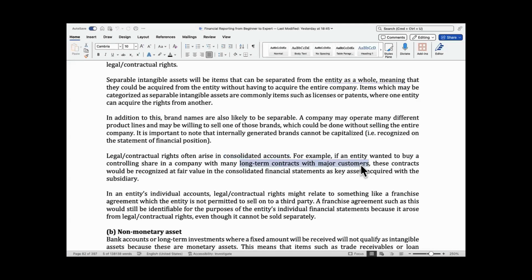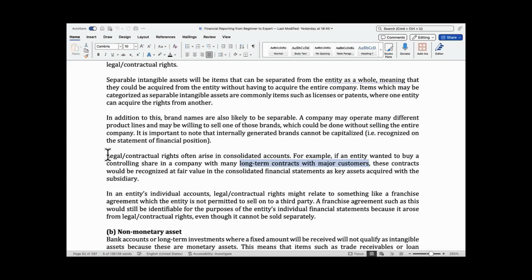in the books of the subsidiary, he acquires a subsidiary, and that subsidiary has major contracts, let's say from government. So even though those major contracts might not show as an asset in the books of the subsidiary, in the consolidated accounts, as far as the parent or the group is concerned, it's something that will generate money for the group in the future. So they put those contracts in their books as an intangible asset.